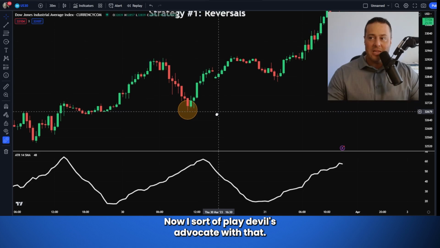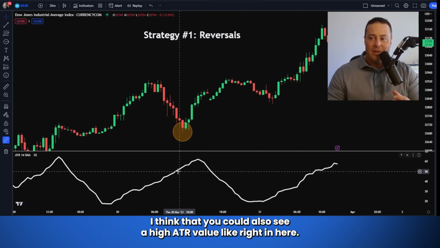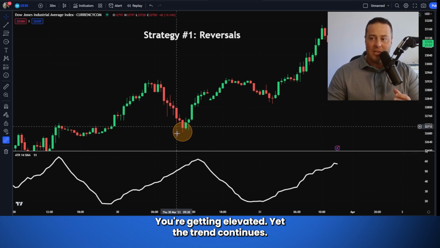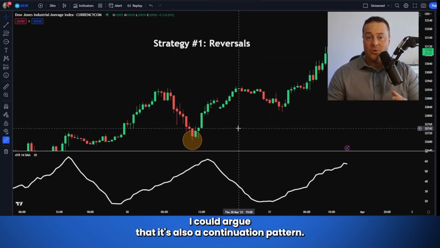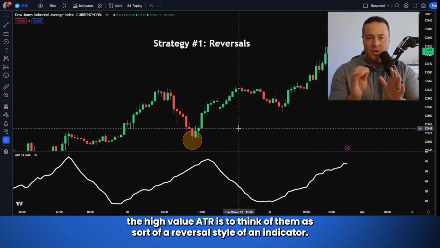Now, I sort of play devil's advocate with that. I think that you could also see a high ATR value, like right in here, you're getting elevated, yet the trend continues. I could argue that it's also a continuation pattern, but for the sake of this video, a good way to begin with the high value ATRs is to think of them as sort of a reversal style of an indicator.